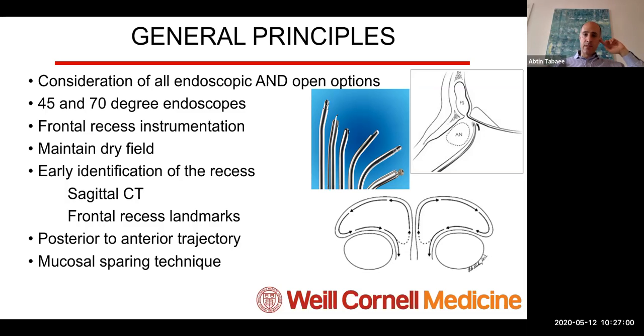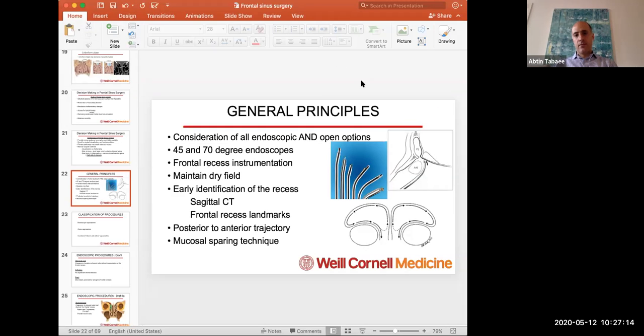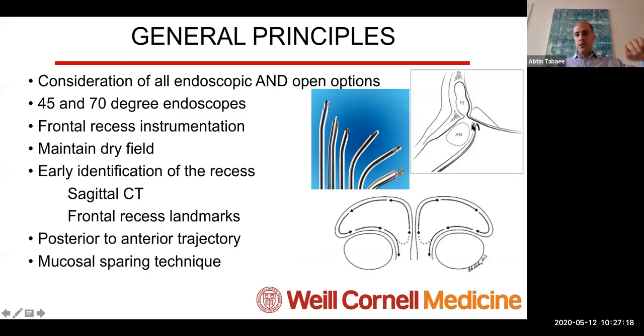You can be aided in this by looking at the sagittal CT. Look for frontal recess landmarks that you can predict based on the CT. And for the most part, your trajectory should be away from danger. So when you use an instrument, in this case a curette, you want to move it in a posterior to anterior direction.